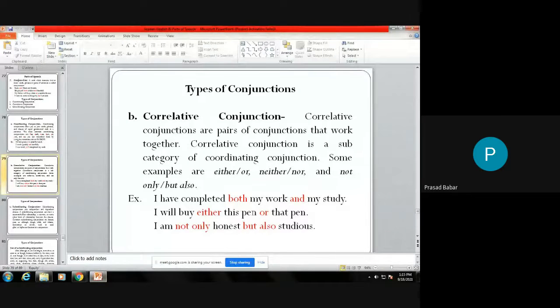Let's see an example. I am not only honest but also studious. The two words having the same class are honest and studious. These two words have the same class, and the class is adjective. That is why they are joined with the correlative conjunction not only but also. A correlative conjunction is a subtype of coordinating conjunction, so you may call it a coordinating conjunction also.